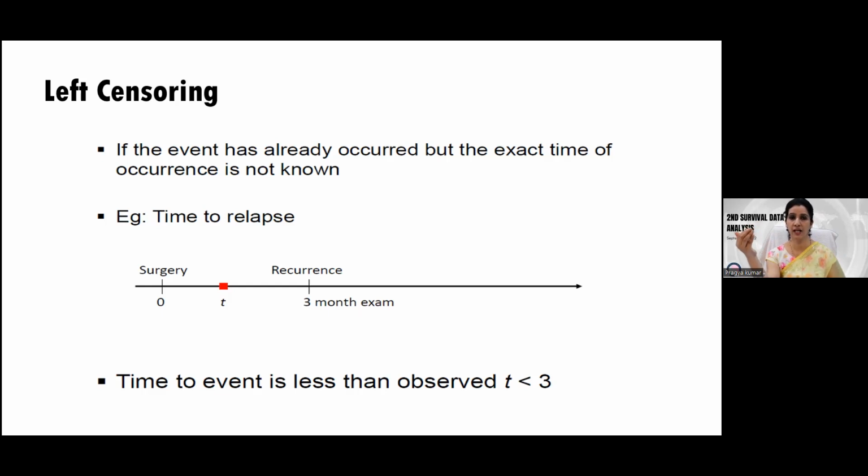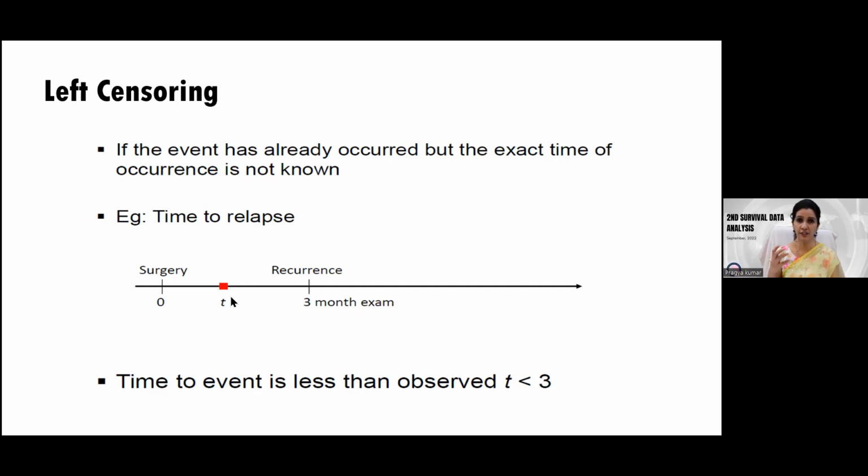Okay, so Dr. Pragya is asking me to repeat the left censoring again. So the left censoring is, for such an event when you have defined, like in this case, the example I have given: you have done the inguinal hernia surgery, and you see that there is a recurrence of inguinal hernia after surgery, and that recurrence is the event in your case. So maybe the person has come to you at 3 months of examination, but he's not sure when that occurrence happened exactly.